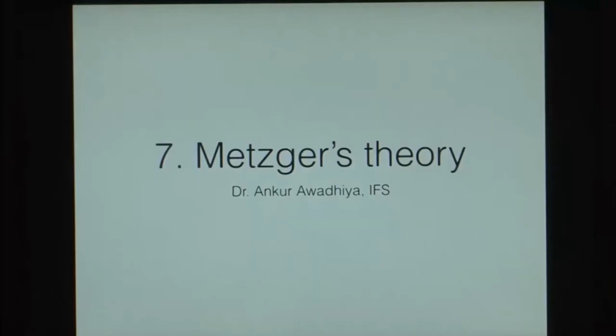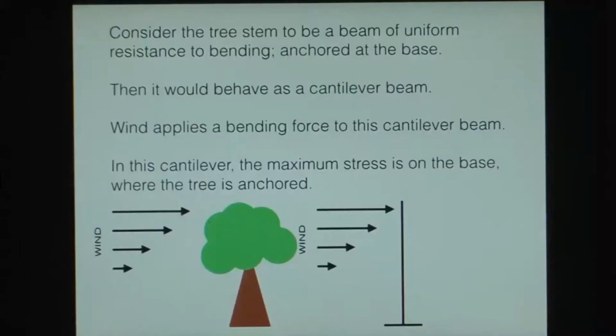Namaste. In this lecture, we shall try to explore Metzger's mechanistic beam theory of tree form. This theory is one of the most accepted theories of tree form, and it tries to explain the shape of a tree as the most efficient design to counter wind forces. So, consider the tree stem to be a beam of uniform resistance to bending anchored at the base.